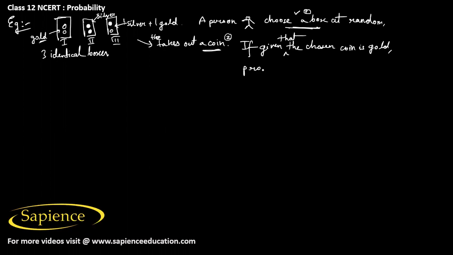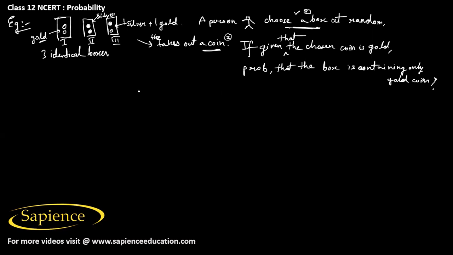We have to find the probability that the box also contains only gold coins. That the box is containing only gold coins. So what is the probability that the box is containing only gold coins? That we have to find.